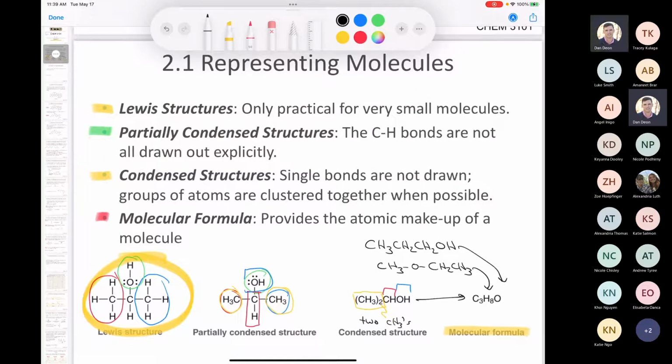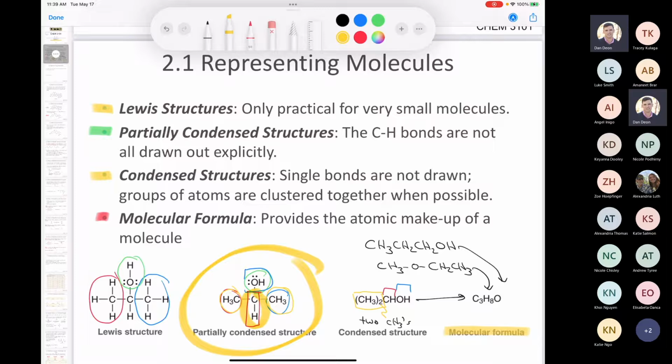So we have the Lewis structure, partially condensed and fully condensed structures, and the molecular formula. One more thing I'll say about the partially condensed structure, this one right here, is that partially condensed structures will be used by your instructor. And if you like to watch YouTube and other people doing organic chemistry videos, you'll see partially condensed structures used from time to time, especially when an instructor like me wants to enhance a single bond.